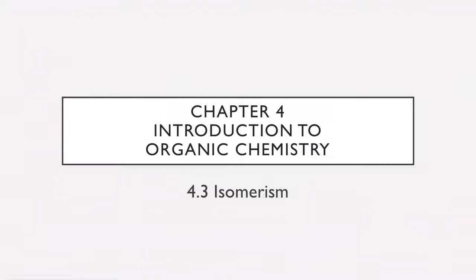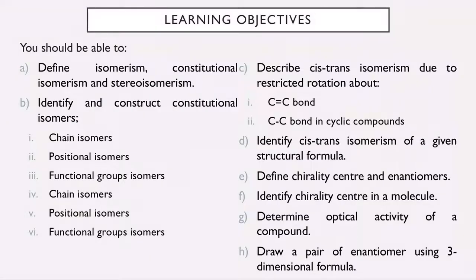So we're going to finish off chapter 4 with 4.3 and 4.4 today. Today we're going to go into isomerism, okay? Alright, so these are your learning objectives. We have defining isomerism, constitutional isomerism or structural isomerism. Then you have stereoisomerism. And you have these six different types of structural isomers, okay?